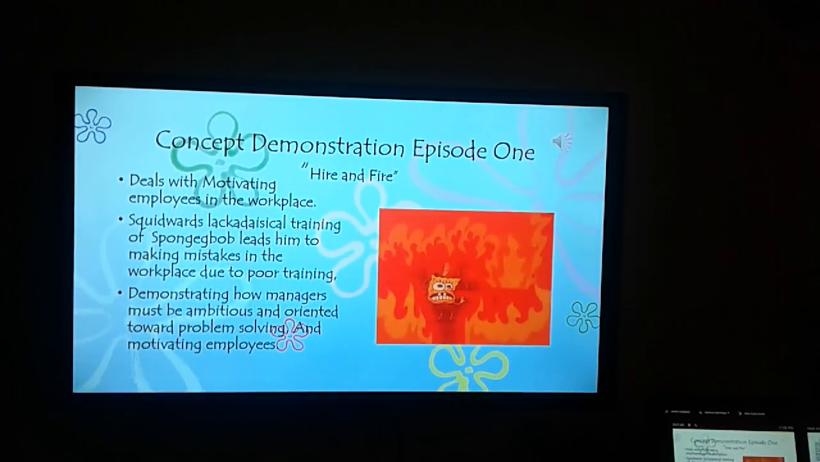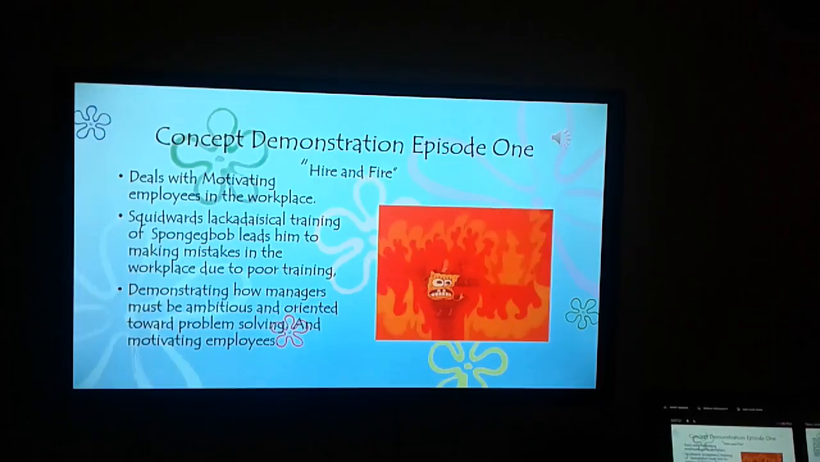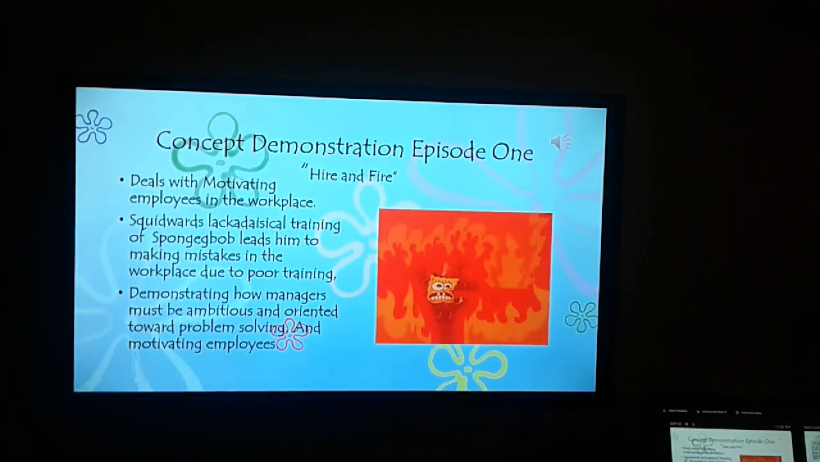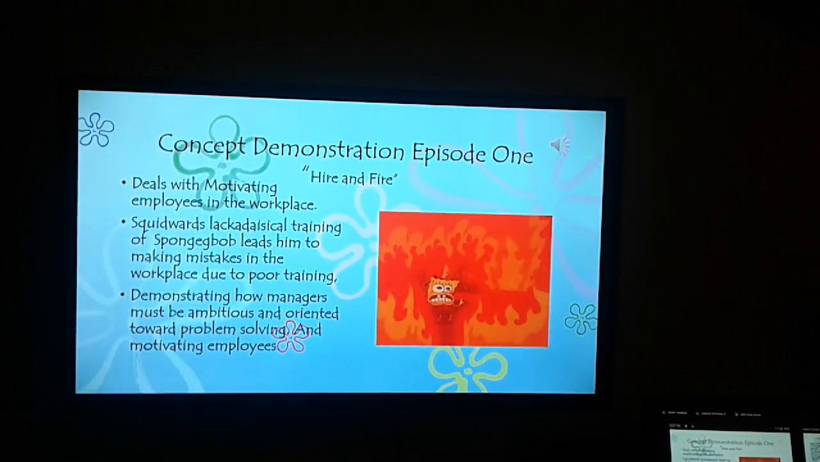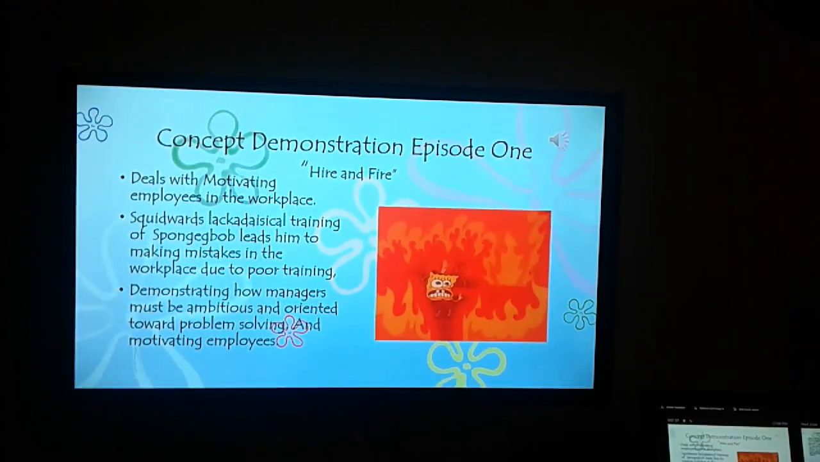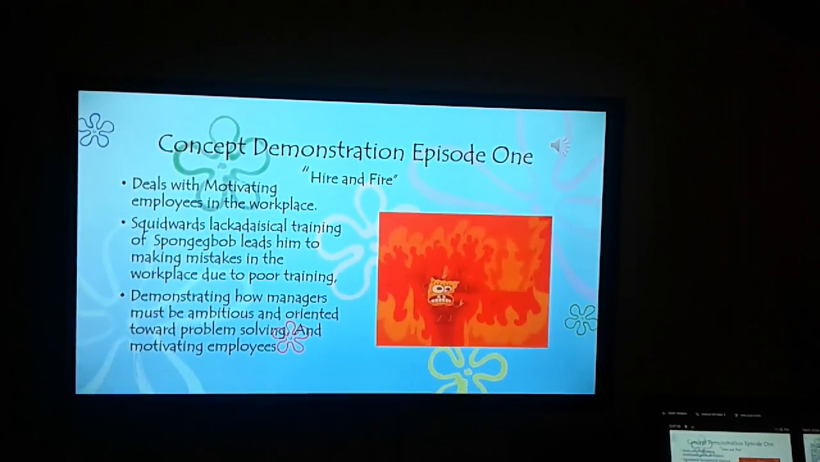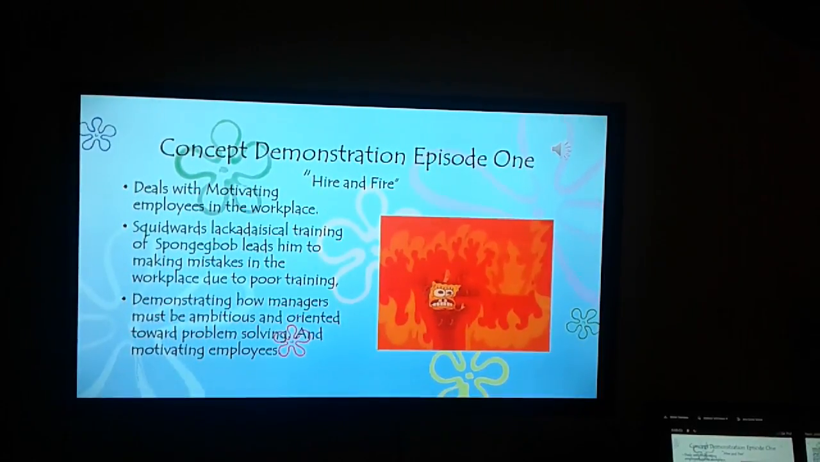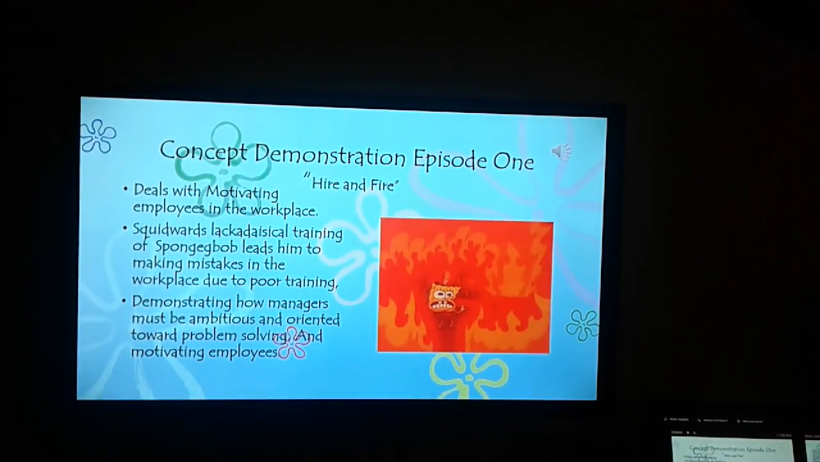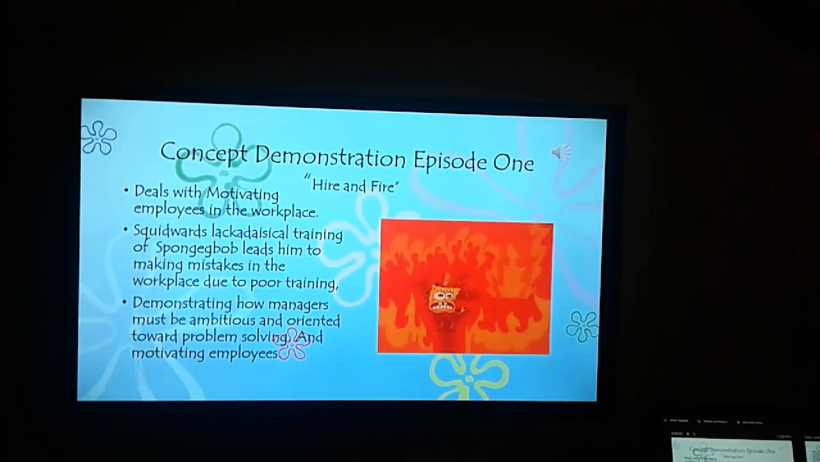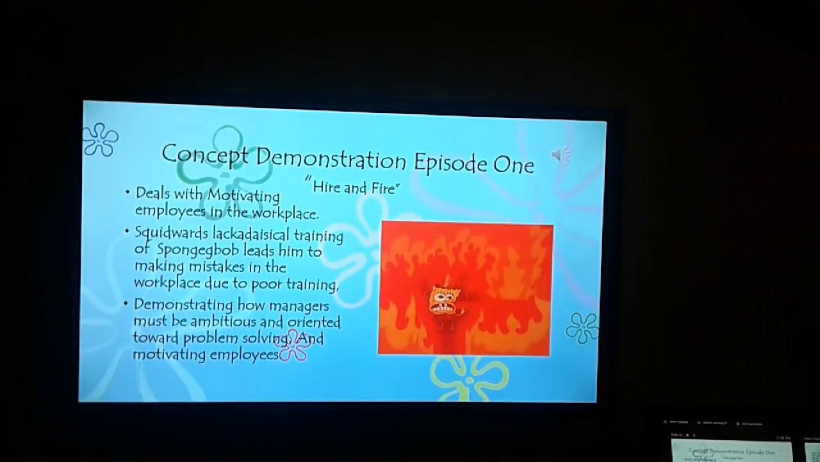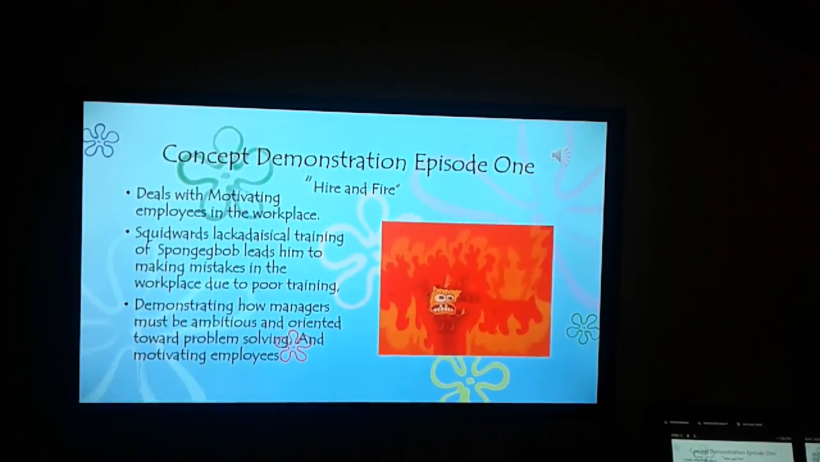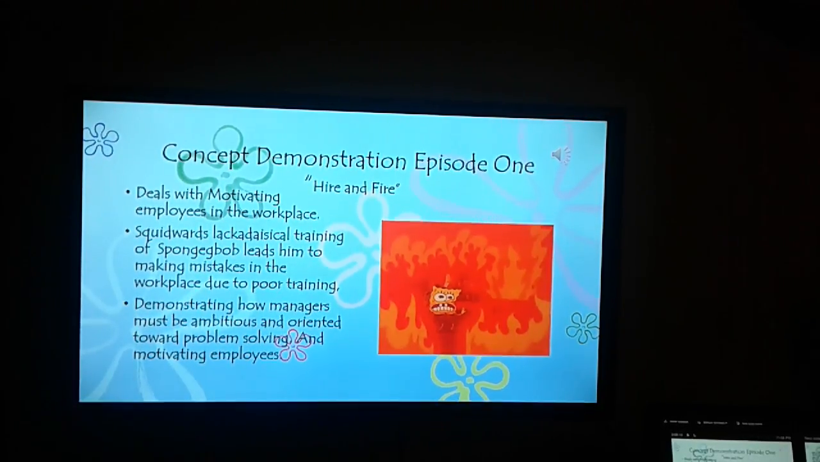In episode 1, Hell and Fire, we deal with the challenges managers have when motivating employees in the workplace. Here we're introduced to Krusty Krab and the main characters. Today is SpongeBob's first day on the job, and upon his first meeting with Mr. Krabs, he realizes that his interest is only in the wealth of the business and not in the welfare of his employees. The Krusty Krab runs on a flat organizational structure where Mr. Krabs serves as the only individual in a management position.